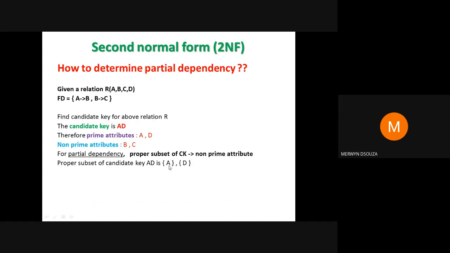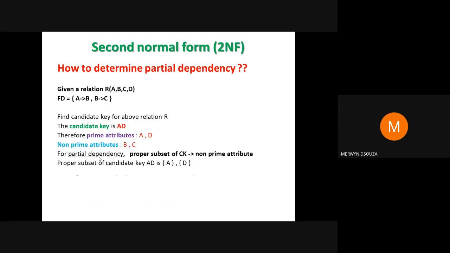If either of these proper subsets of the candidate key determines a non-prime attribute, then we say there is partial dependency. If there is partial dependency, we need to remove it so that the relation R can be in second normal form. If there is no partial dependency, then we can directly conclude that R is in second normal form.